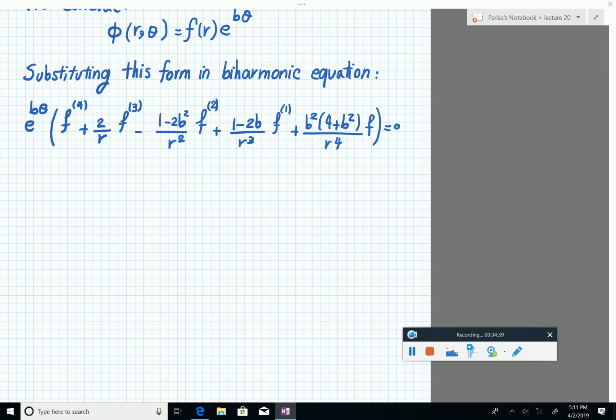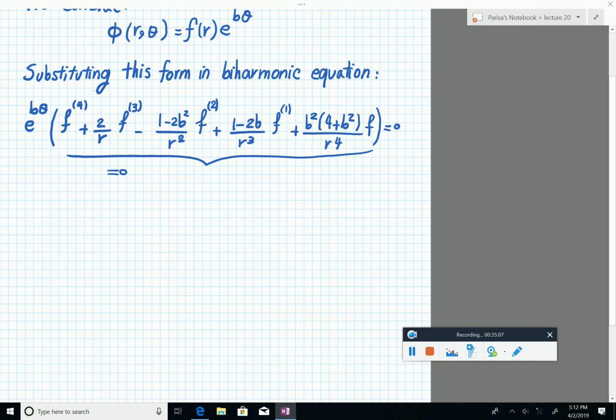So how do we solve an equation which looks like this? That's an ordinary differential equation, right? Let me first say that for this to be equal to 0 for any combination of theta and r, do you agree that this part should be equal to 0?